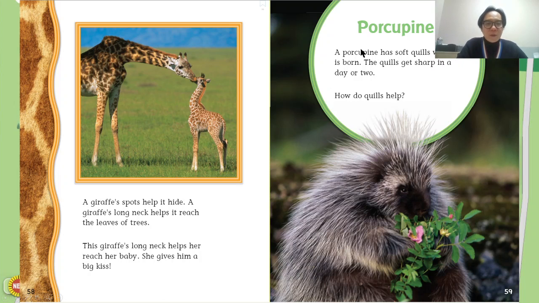What's this next one? It says porcupine. A porcupine has soft quills when it is born. The quills get sharp in a day or two. How do quills help? They're sharp, pointy nails. They're called quills. Do you think you know how they help? Even if you don't read, I'm sure you do.